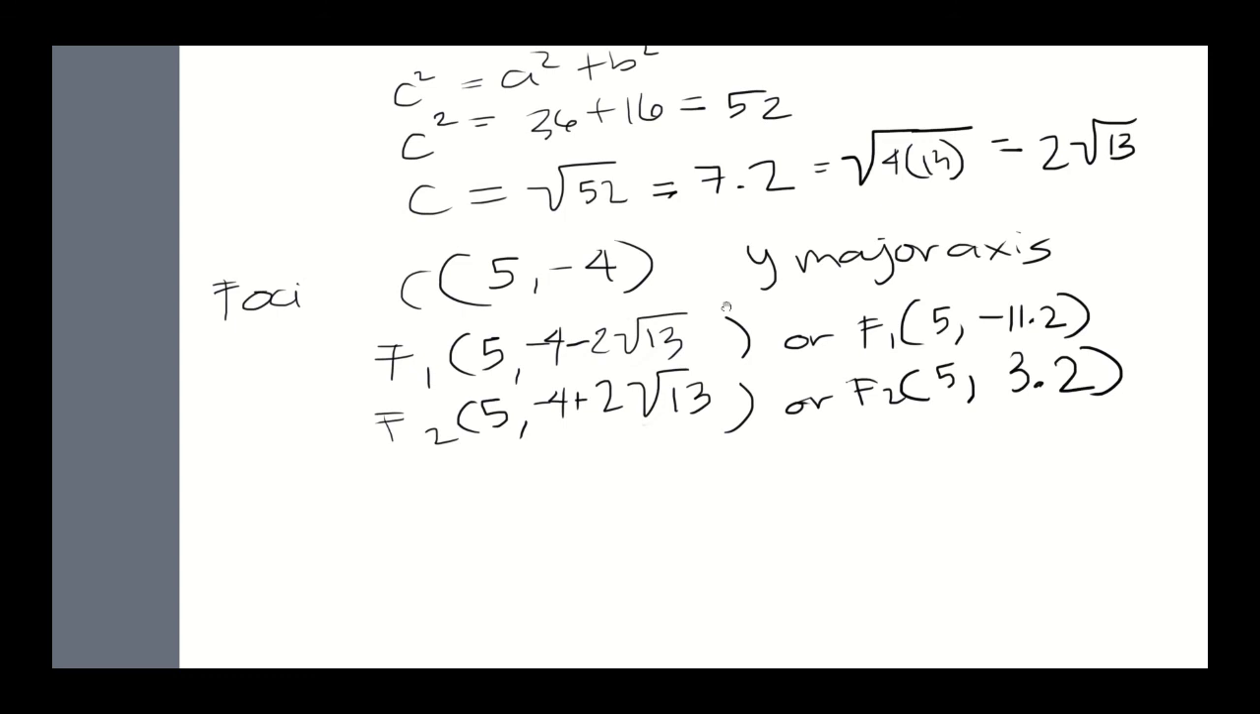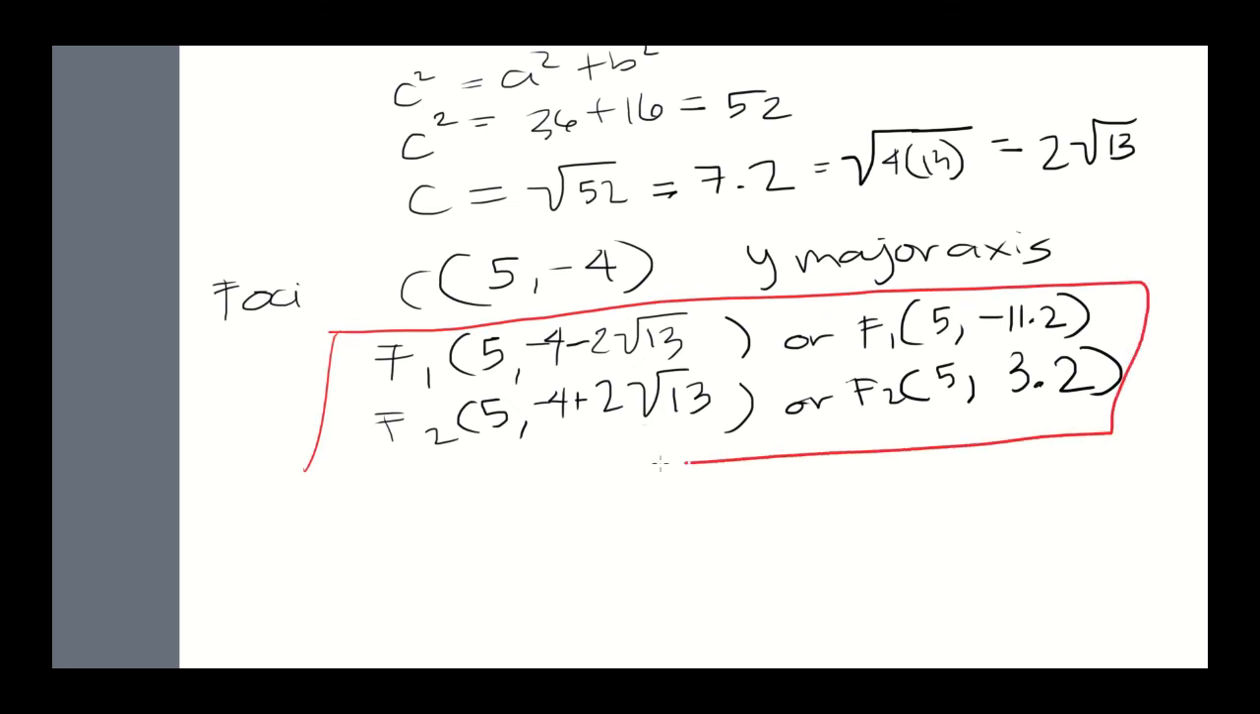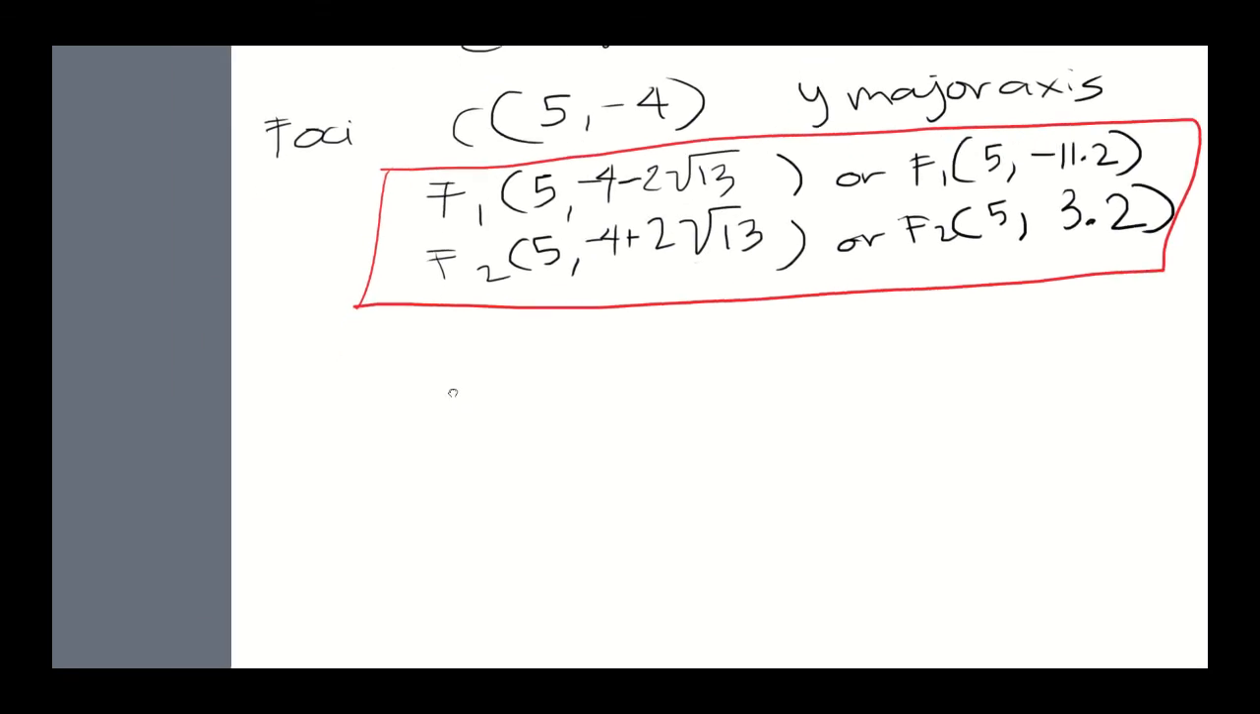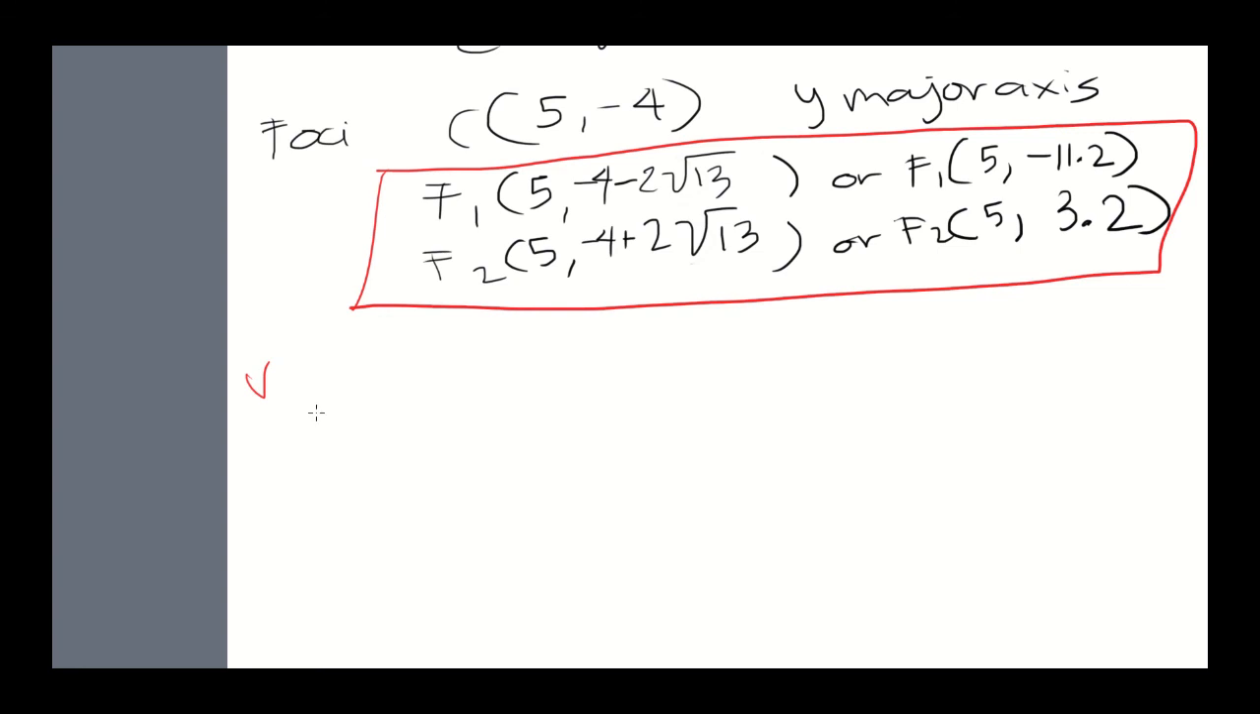That's for the foci. These are the focus points. So now we can solve for the vertices. Okay, so we can solve now for the vertices. We still need the center, so the center for focus 1 and also focus 2.